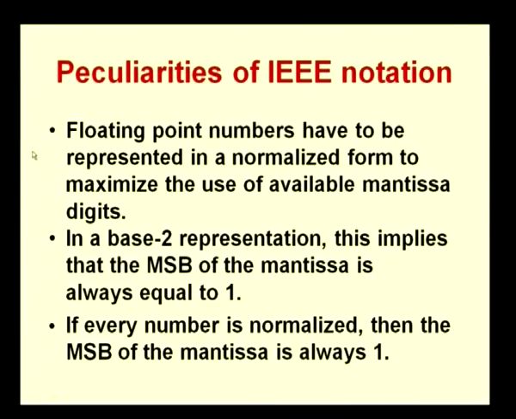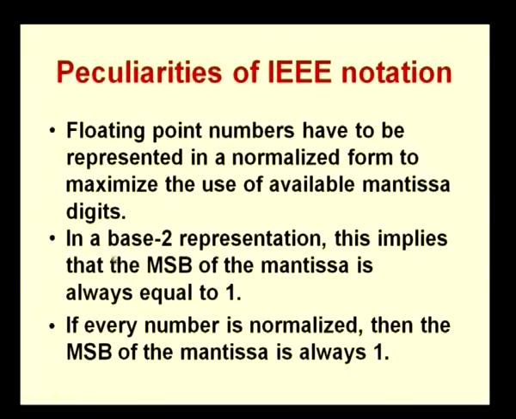There are a few other optimizations which are done in this representation, what we can call the peculiarities of this IEEE notation. So, we will just take a quick look at that. In this IEEE notation, the assumption is that the numbers will always be represented in a normalized form. This is to maximize the use of the available mantissa digits, that we have already seen why we do normalization.